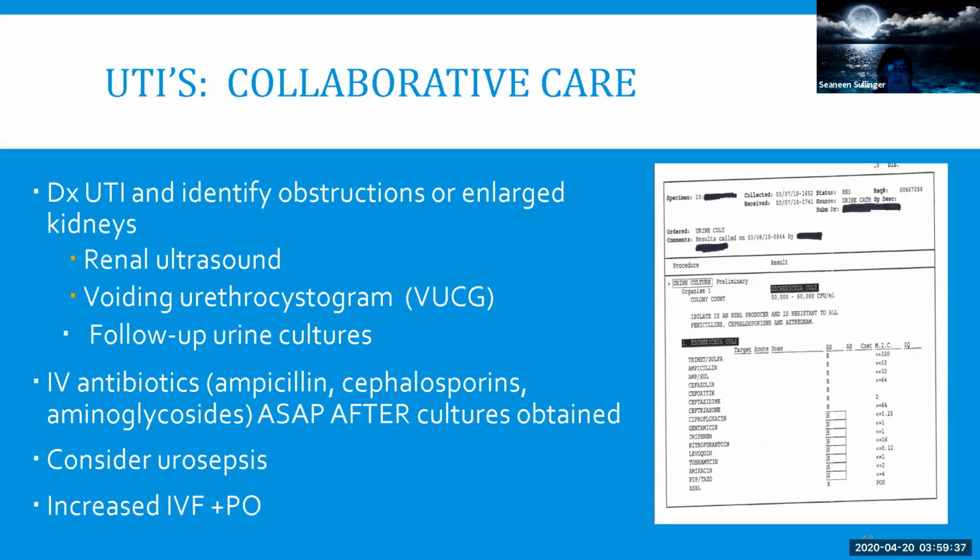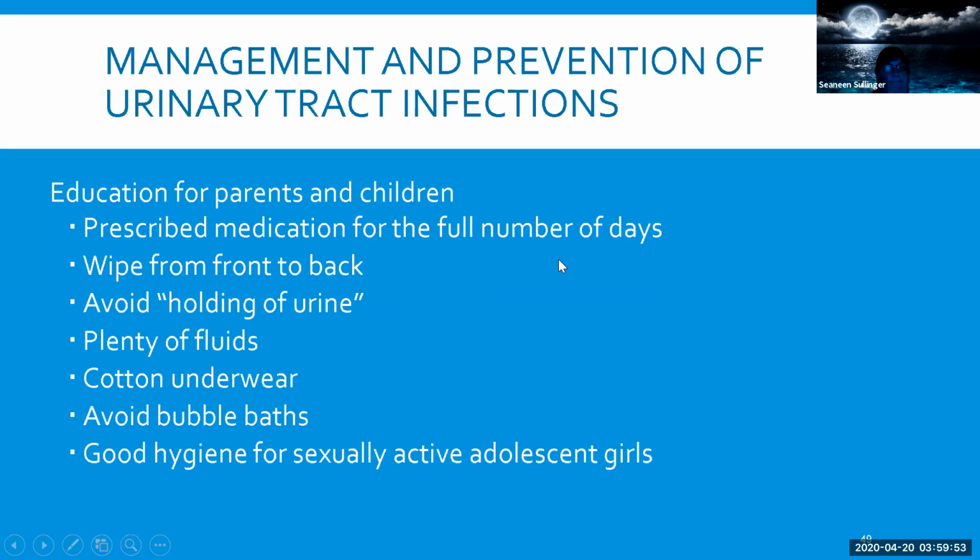Urosepsis would be as the body becomes more and more septic, and then you're going to want to increase their IV fluids and their PO fluids as well to keep them hydrated and flush everything out. Make sure, as always, you do the teaching with the parent and the children: take the medication for the full course, wipe from front to back, don't hold the urine, continue to drink fluids, wear cotton underwear, and avoid bubble baths. Those are good things to do, along with good hygiene for sexually active adolescent girls.